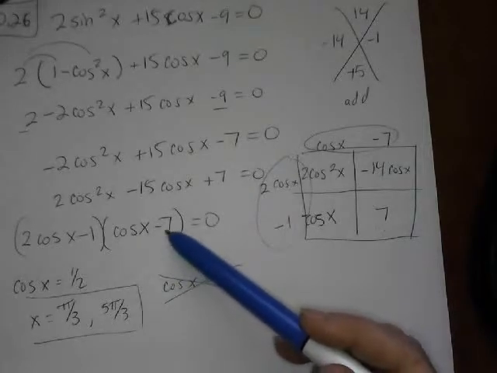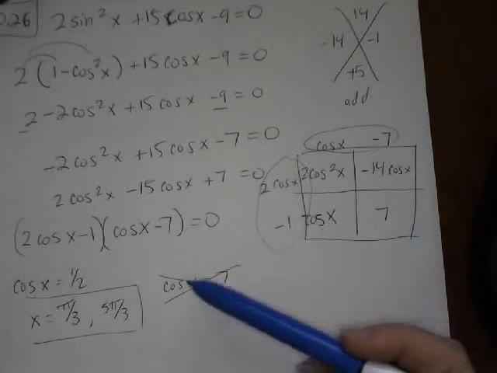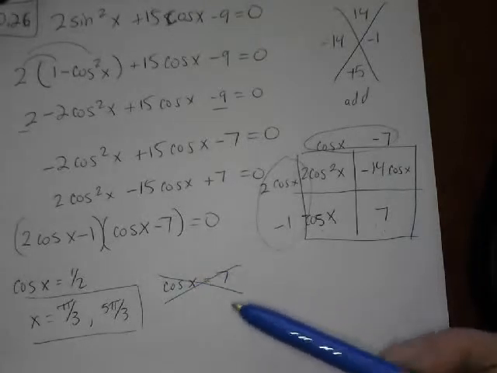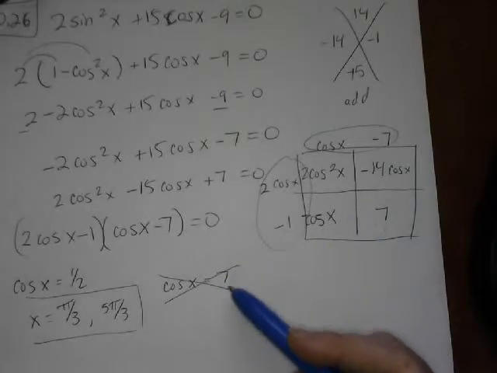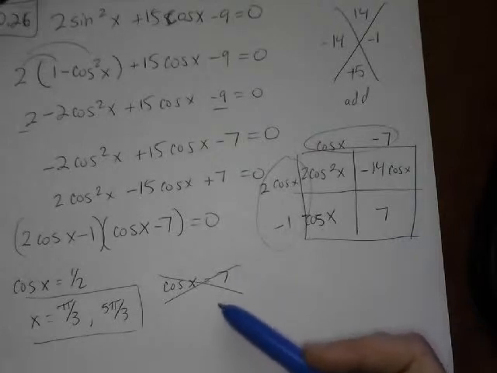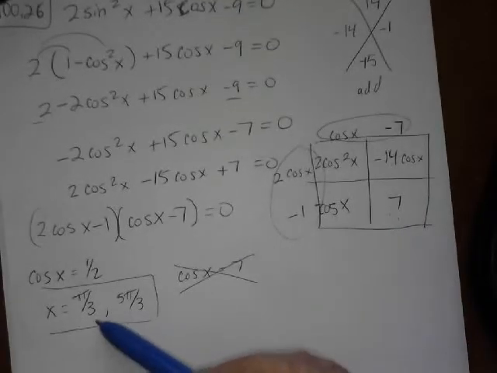If I set the other factor equal to 0, I'd add 7 to both sides, and I'd have cosine x equals 7. Cosine x has to be between negative 1 and positive 1. It can't be 7 or 3 or 5 or negative 18 or anything like that. So throw that one away, and these are the two answers.